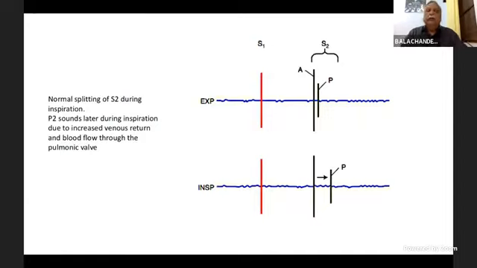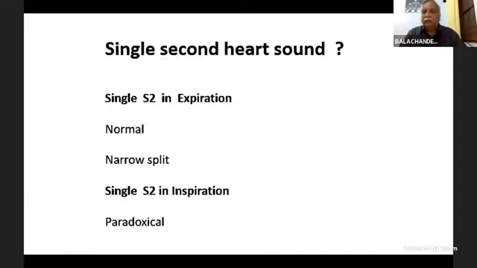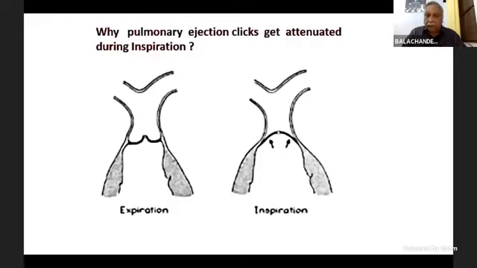The second one, this diagram just shows you the normal splitting. We'll skip this. If there's a single second heart sound in, say, expiration, then it is normal, or it could be a narrow split. Remember that the split is too narrow for us to appreciate the two waves. But if the single second heart sound occurs in inspiration, then it's possible that we are dealing with paradoxical split.